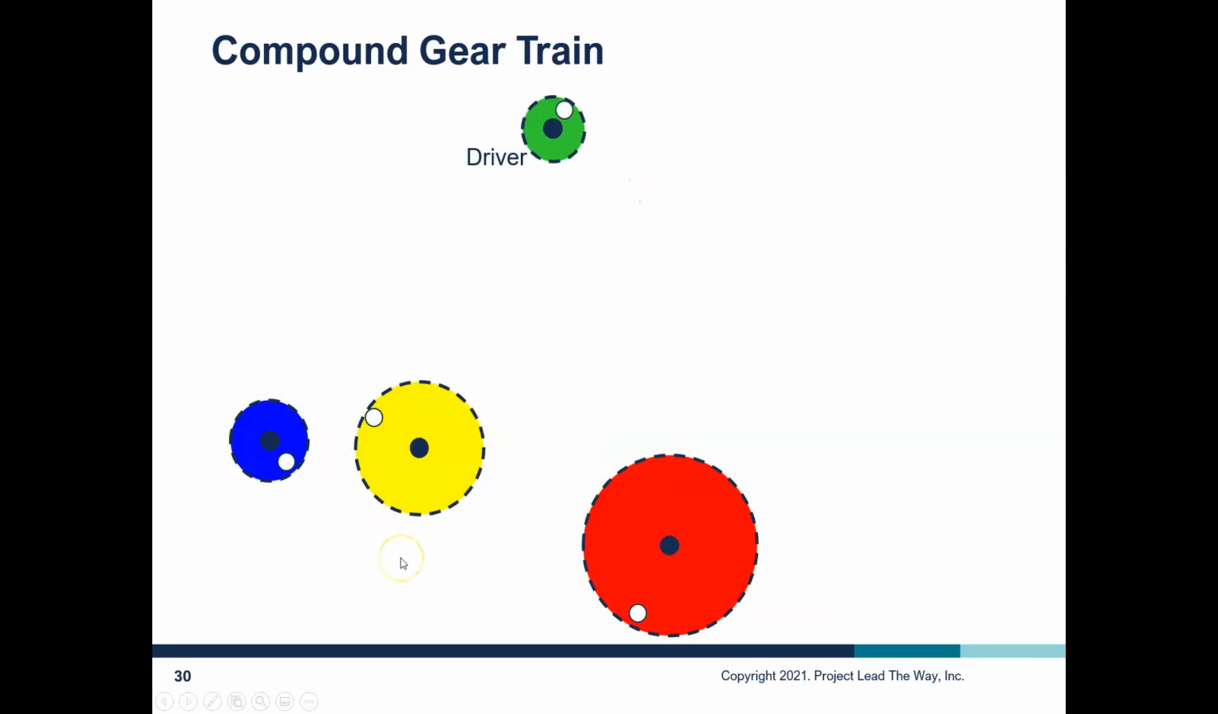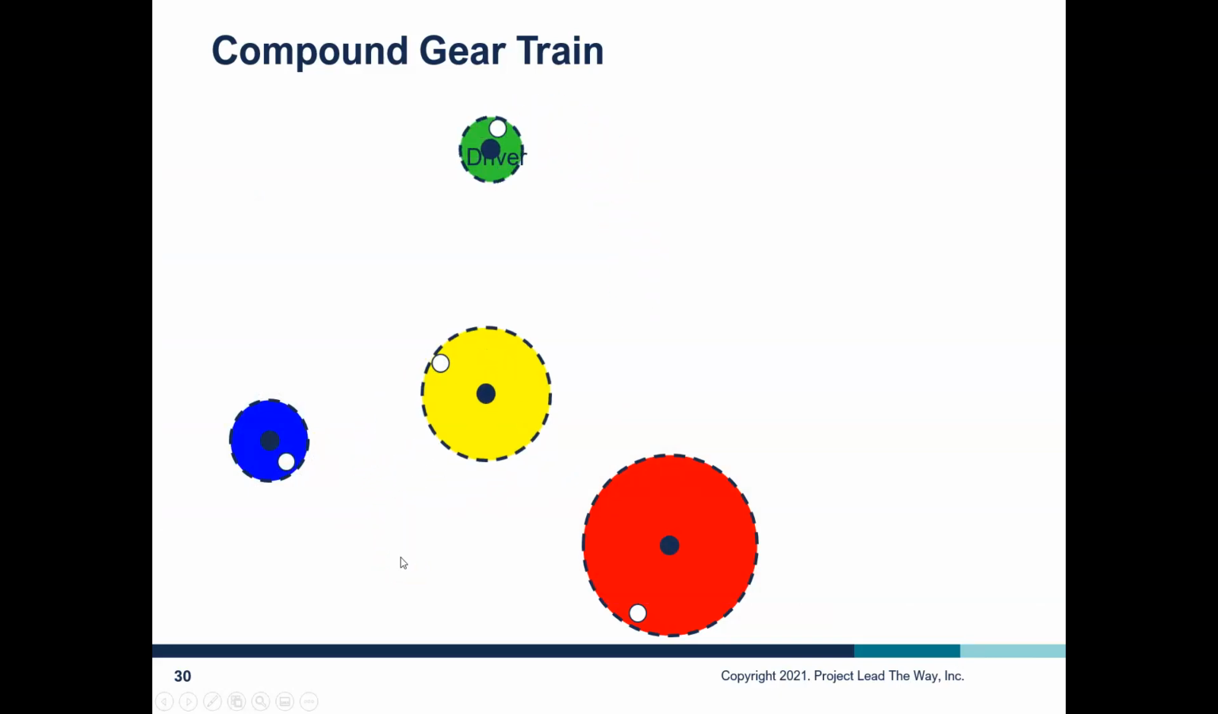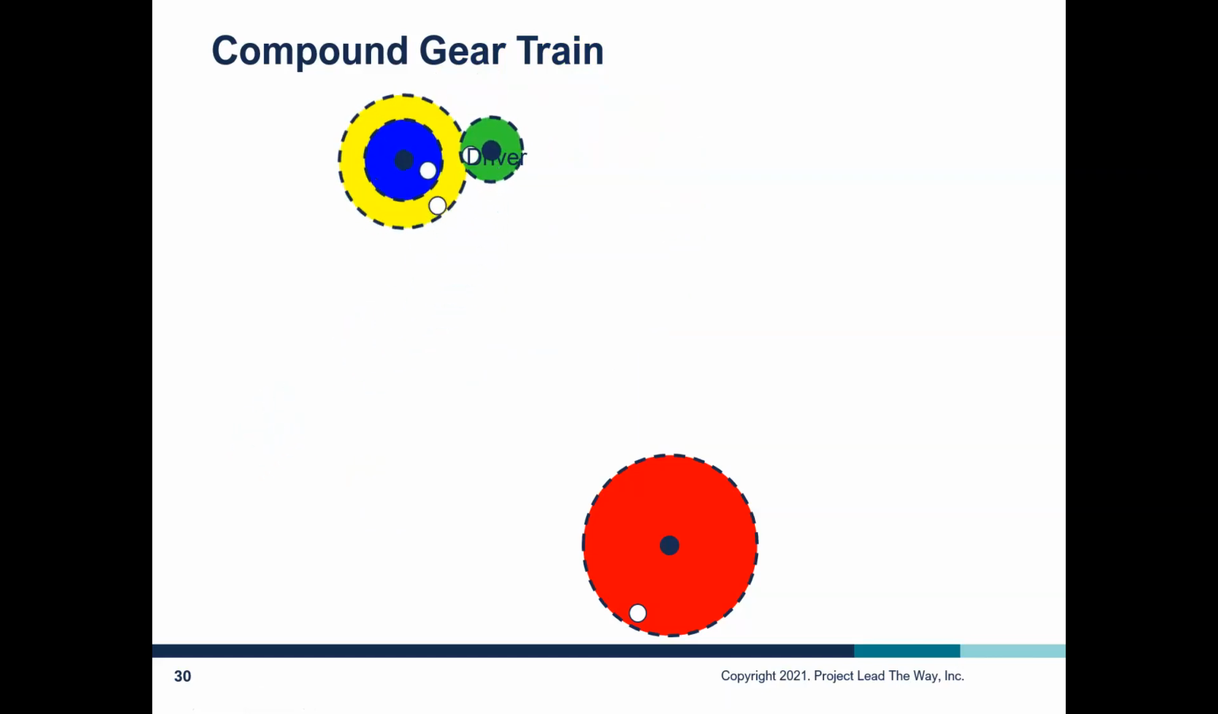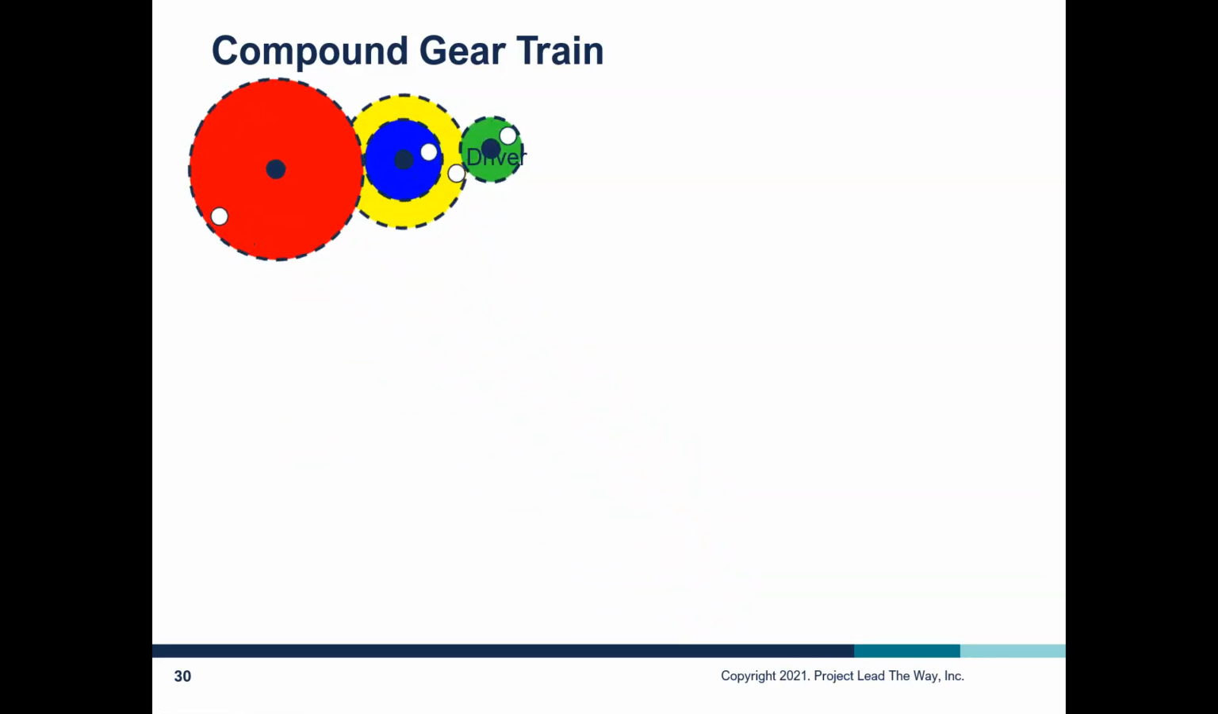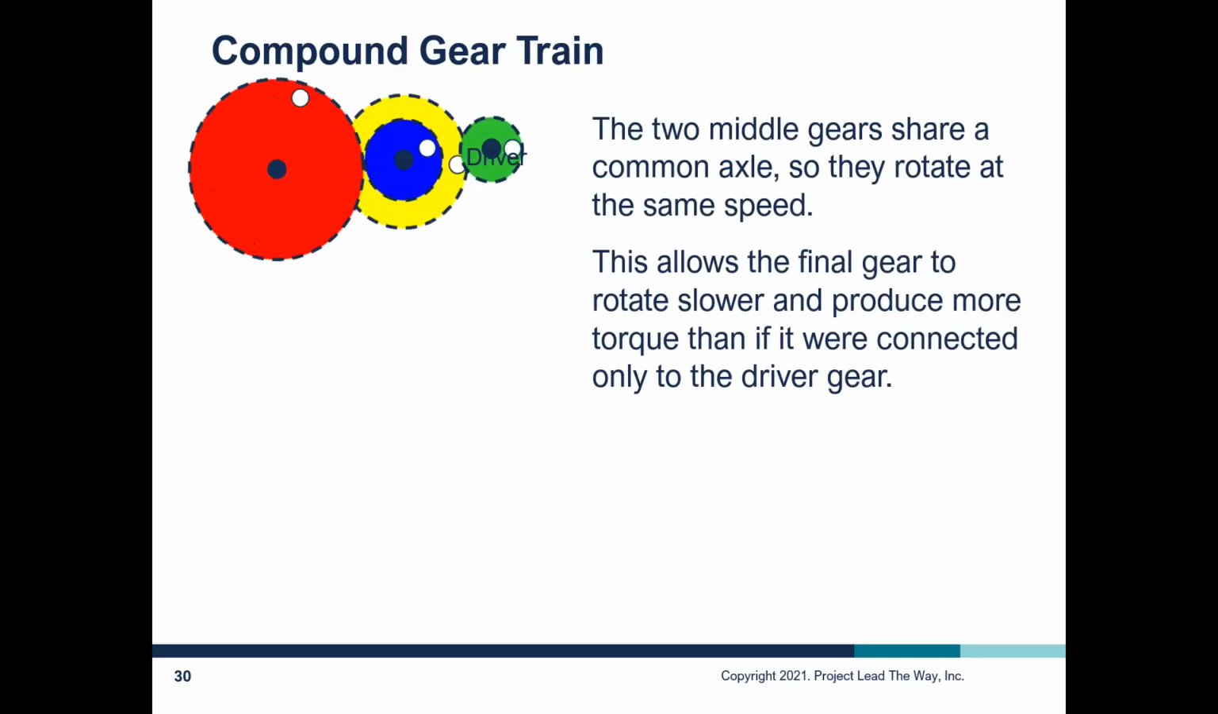So we have a driver gear, and this driver gear is going to be spinning, and it's going to be hooked up to this yellow gear. So the green gear is driving the yellow gear. But then we're also going to have this blue gear tied in with the yellow gear, which is then going to spin this red gear. So the 2 middle gears share a common axle, so they rotate at the same speed.